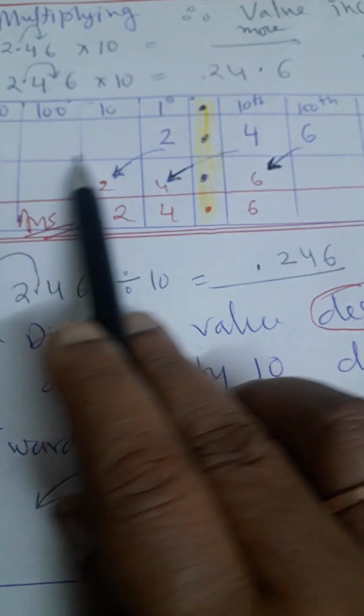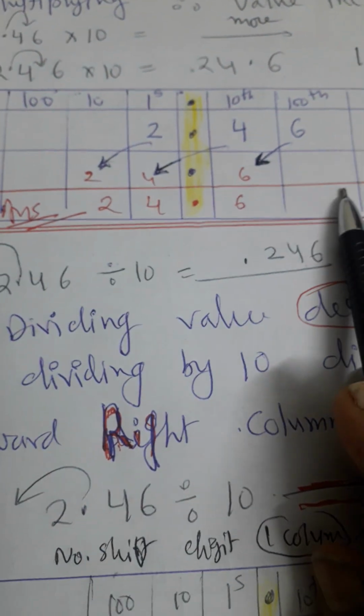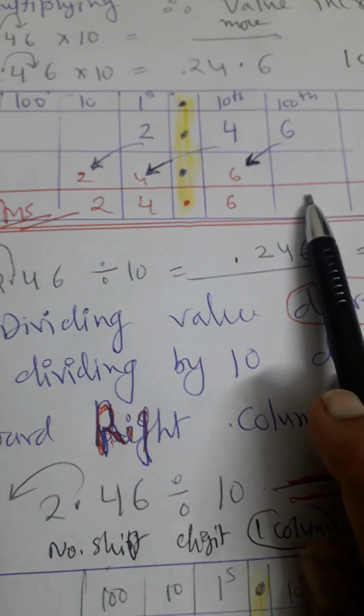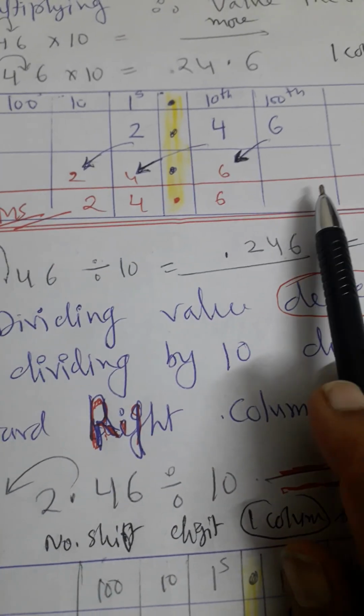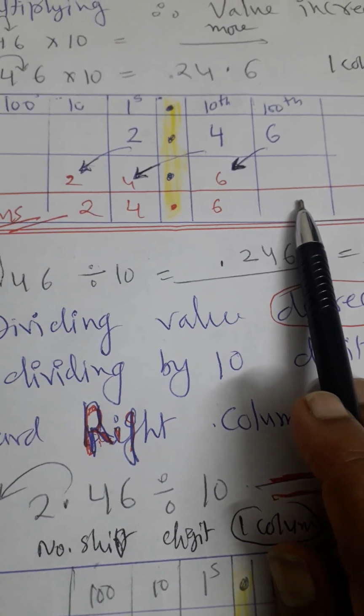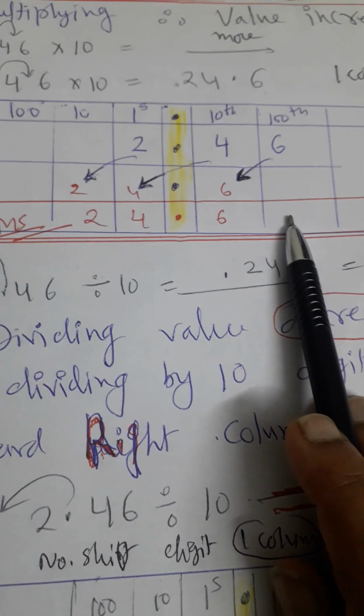Okay, we have to draw a place value chart. In the previous video I told you to draw 8, 9, 10 of them, as many as you can, and then we will play this game. On Saturday and Sunday we will also play this game.